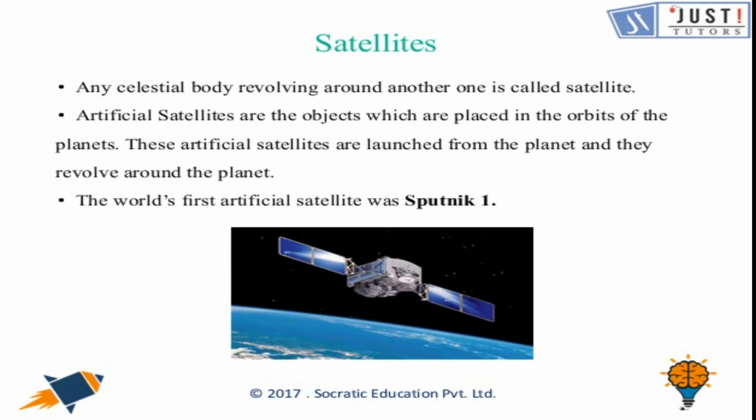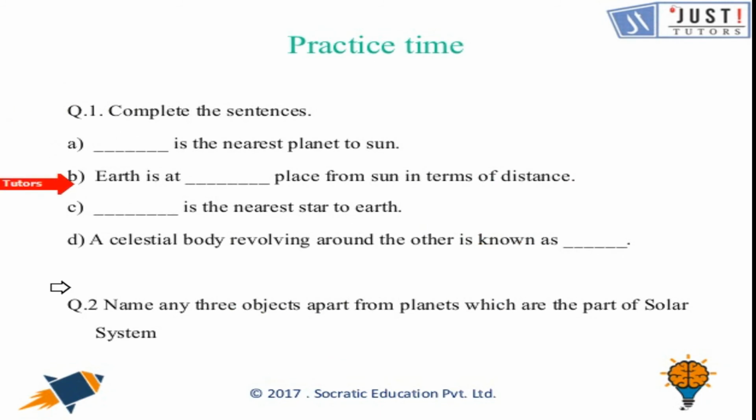Well, Earth and Moon are examples of natural satellites. And if we talk about the world's first artificial satellite, that was Sputnik 1. So artificial satellites have been used in various applications, and a few of them are transmitting radio and television signals, remote sensing, etc. So now let's move forward, and here are a few practice time questions for you.